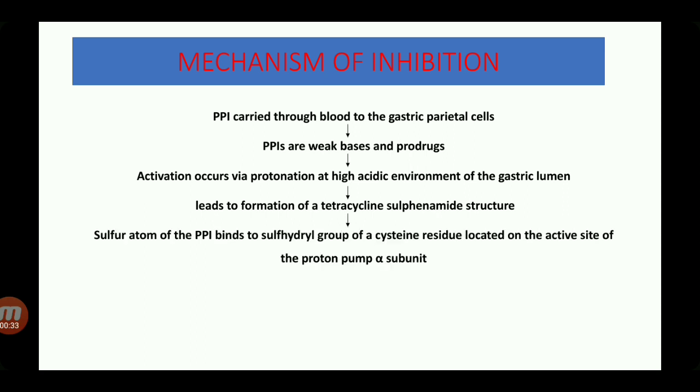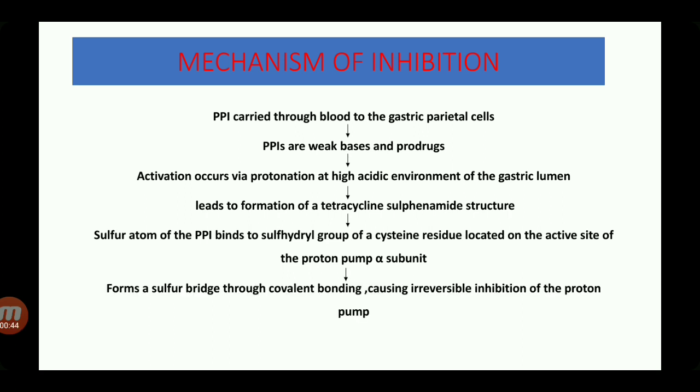The sulfur atom of the proton pump inhibitor binds to the sulfhydryl group of a cysteine residue located on the active site of the proton pump alpha subunit. It forms a disulfide bridge through covalent bonding, causing irreversible inhibition of the proton pump. ATP can't bind to the active site, preventing release of hydrogen ions into the gastric lumen.